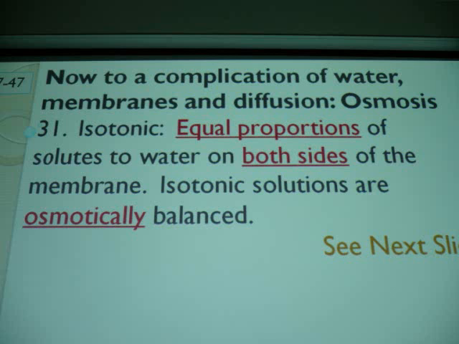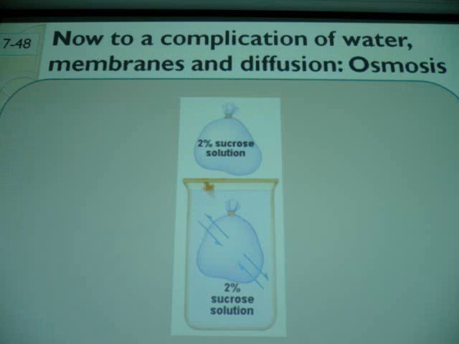And the picture shows you the bag did not change. The bag is 2%. Well, so is the solution. I got water going in and water coming out at the same pace. Therefore, there's no change in the size of my bag at all. That's isotonic. And your cells right now, your blood cells in your plasma, are isotonic. You don't have things swell up and block your blood vessels. That's why you don't swell.